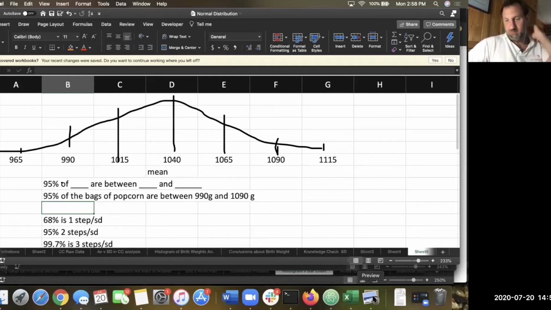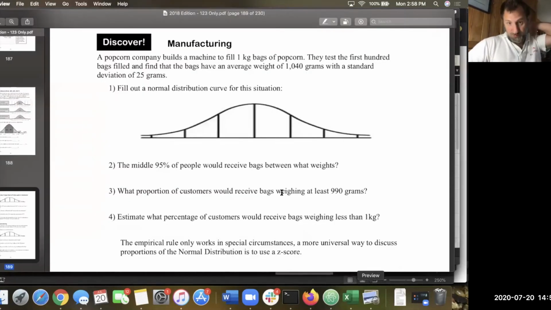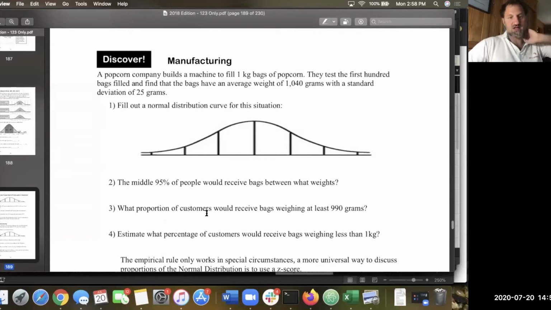So that's level one. Level two is thinking about this kind of question. What proportion of customers would receive bags weighing at least 990 grams? Okay, so again, from a sales perspective, I think the importance here is if I'm selling a 1 kilogram bag of popcorn, of course, nobody's going to be insane enough to measure all their popcorn. But a customer should be reasonably sure that they're going to get 1,000 grams.